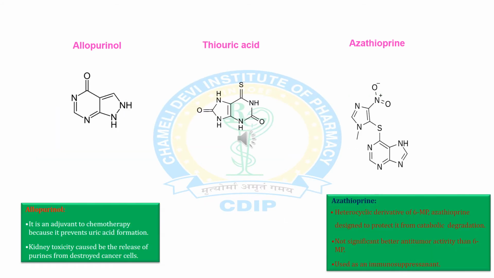These are the drugs which come under the antimetabolites. First is allopurinol, second is thiouric acid, and azathioprine. Allopurinol is an adjuvant of chemotherapy because it prevents uric acid formation and kidney toxicity caused by release of purines from destroyed cancer cells. Azathioprine is an imidazolyl derivative of 6-mercaptopurine, designed to protect it from catabolic degradation. It has no significantly better anti-tumor activity than 6-mercaptopurine and is used mainly as an immunosuppressant.